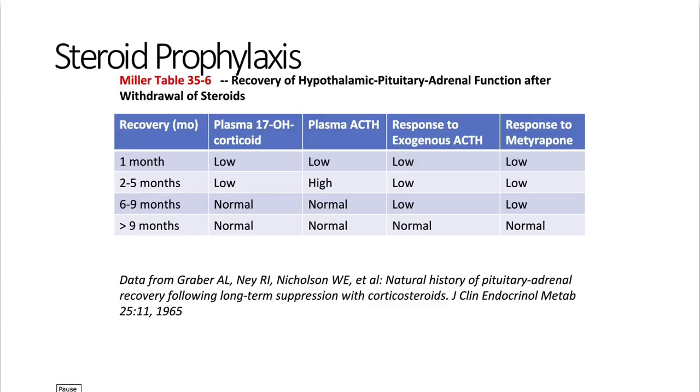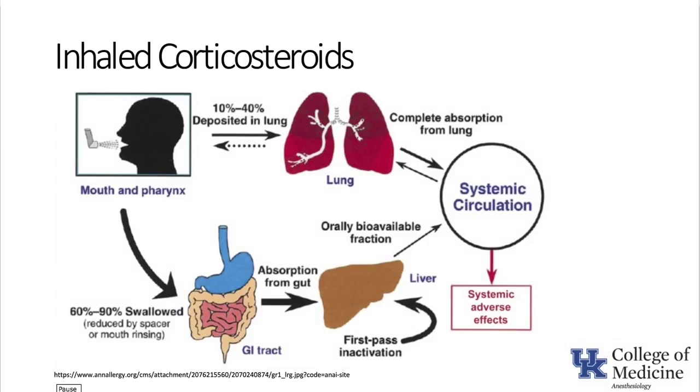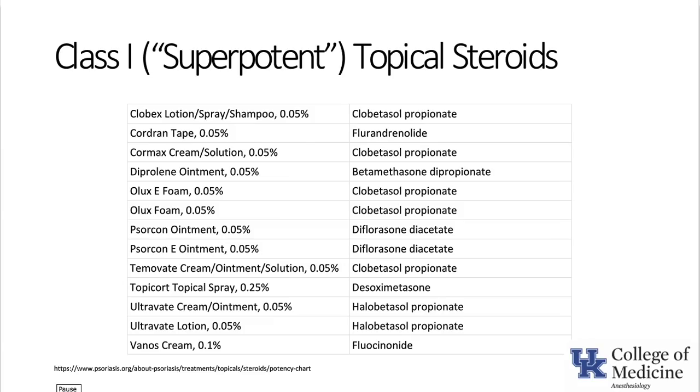This slide illustrates the fate of inhaled steroids and indicates the mechanism by which systemic effects may occur. Adrenal suppression has been reported to occur in patients using superpotent topical steroids. Generally speaking, the threshold is application of 2 grams per day for 2 weeks.